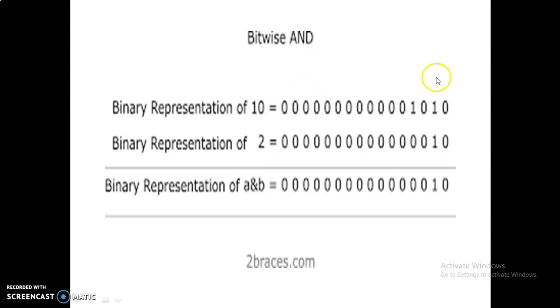The AND operation means that if both bits are true, the result will be true. Here the first one is 0, that means false. The second one is 0, that is also false, so the output is false. In this bit, the first is 1, that means true, and this is also true, so the output will be true, that means it represents 1. In this bit, this is 1 and this is 0, that means true and false, so the output will be false. So in the AND operation, if both bits are true, the output will be true, otherwise it will be false. This is the truth table of bitwise AND.